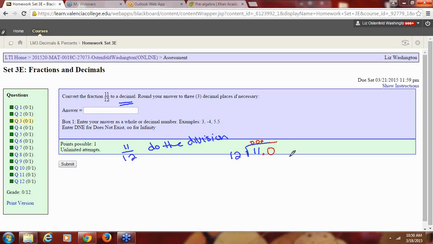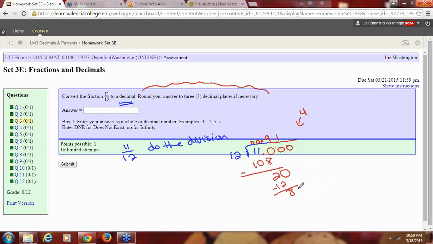And your job is to figure out how much. Well, I know 12 times 12 is 144. I know 12 times 10 is 120. So I would say, well, what's 12 times 9? 108. So I got 9, 108. I'm going to get a remainder of 2. I'm going to bring down another 0 because it says round your answer to 3 decimal places if necessary. So that means I'm actually going to go 4 places to figure out if I need to round the third number or not. 12 goes into 20, right? I get a remainder of 8.